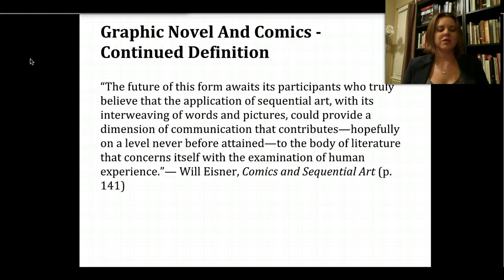Okay, so Will Eisner says that the future of this form, meaning the graphic novel, awaits its participants who truly believe that the application of sequential art, with its interweaving of words and pictures, could provide a dimension of communication that contributes, hopefully on a level never before attained, to the body of literature that concerns itself with the examination of human experience. Okay, so by creating sequential art, what graphic novels are trying to do is to tell us something about that human experience.